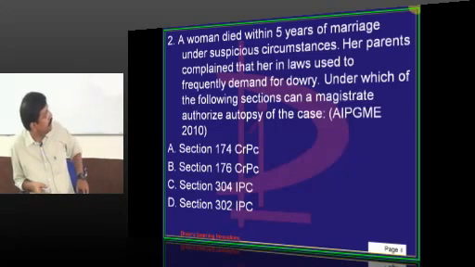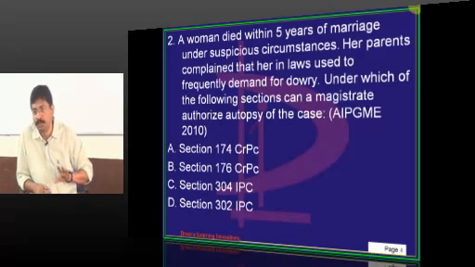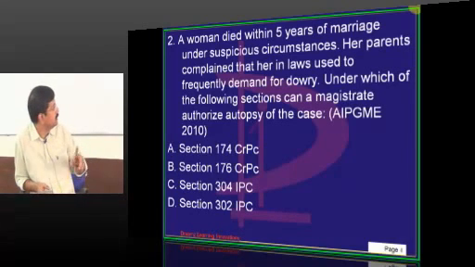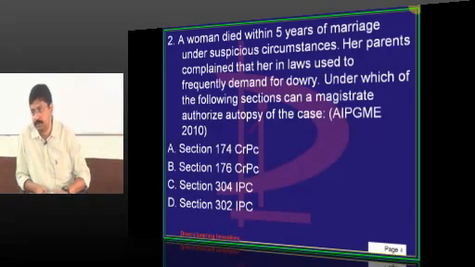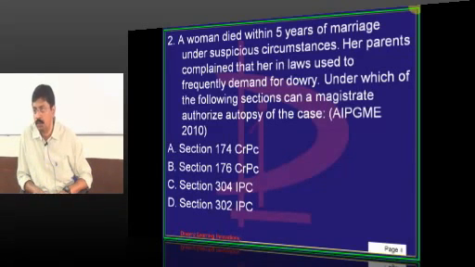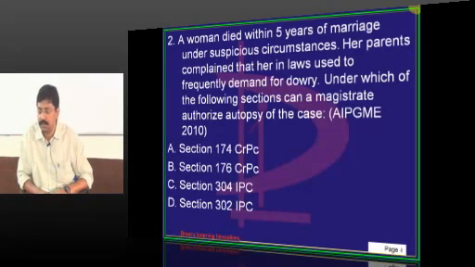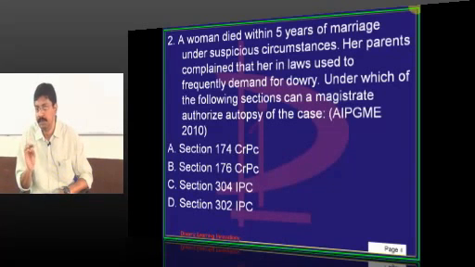So here the question they are asking is, under which of the following sections can a magistrate authorize the autopsy? One basic thing you have to remember is, the above two options are CrPC, the below two options are IPC. The difference between CrPC and IPC is, IPC defines crimes, okay, and gives punishments for those crimes. Under IPC, Indian Penal Code, they define what is dowry death, what is a rash and negligent act, what is murder, and they also give punishment for dowry death, for rape, for murder. That is IPC.